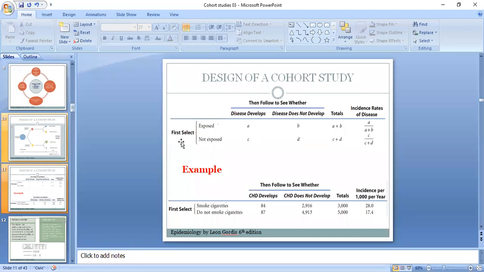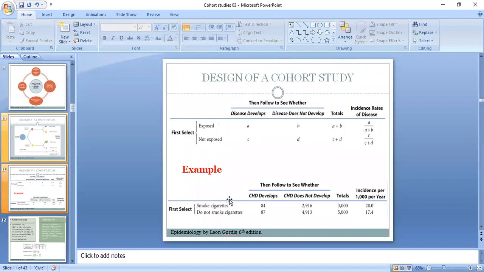The investigator starts by first selecting the exposed and non-exposed groups, then follows them to see whether they develop the disease or not. And from this, the incidence rates of disease can be calculated by simply dividing the number of persons who develop the disease by the number of individuals who are exposed to the risk factor.